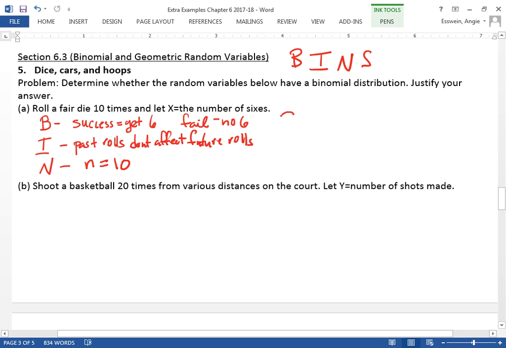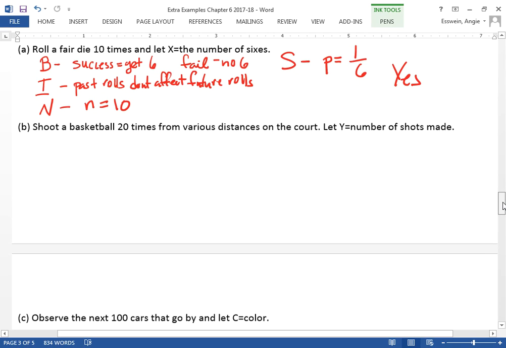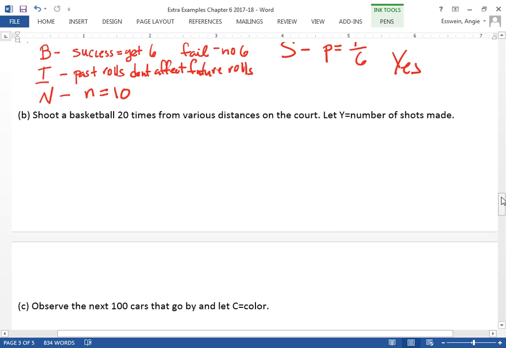And then S is probability of success. Is that fixed? And what is it? What is the probability of getting a 6 with a fair die? 1/6, because there are 6 faces on a fair die. So the probability is always 1/6. So yes, that is a binomial situation. We could answer any question about the probability of getting a certain number of sixes. And if something happened and it didn't fit, like the probability were really rare, then we would suspect maybe it's not a fair die.